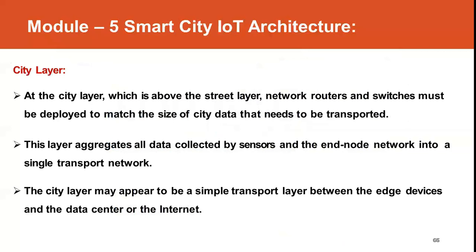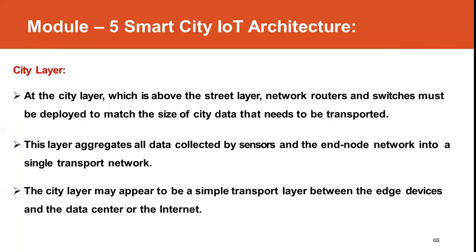So then the next layer is the city layer. This is also called the network layer. So at the city layer, all the data that is gathered in the street layer has to be transmitted. So it will have all the required network infrastructure to transmit the data from the street layer to the data center layer. So it will have the routers and switches in all the areas of the city to collect the data.